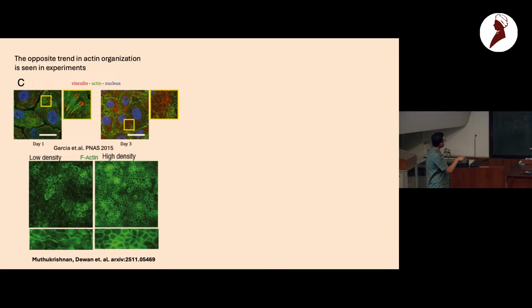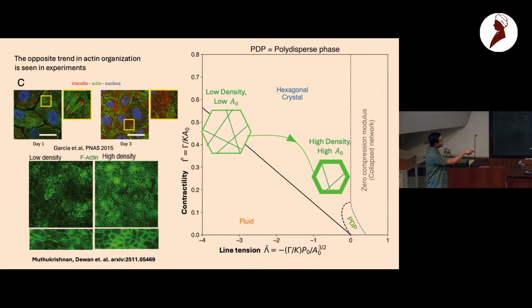This is data from 2015, and this is our own experimental data. What you find here is that if you look at the system at low density, it has a high amount of stress fibers. For example, these kinds of fibers you can probably see over here. And if you look at the system at high density, it has more junctional actin. So what that means is that the actual trajectory in experiment is exactly the opposite of what we predicted from looking at such a simple model.